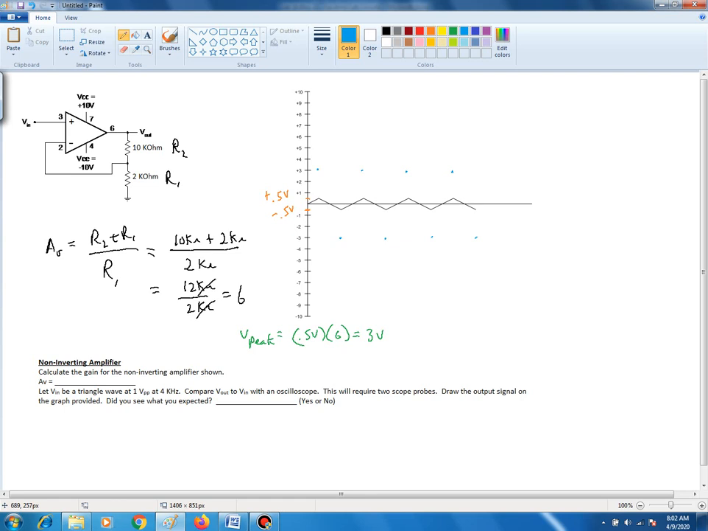Now all I need to do is connect the peaks, and of course, when the triangle wave is at 0 volts, 0 times your gain is still 0. So we would expect it to be crossing right about right there. So we're going to have a rise, and basically it's connecting those dots together.